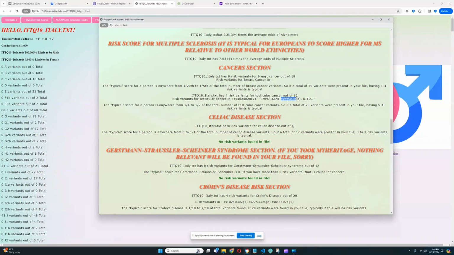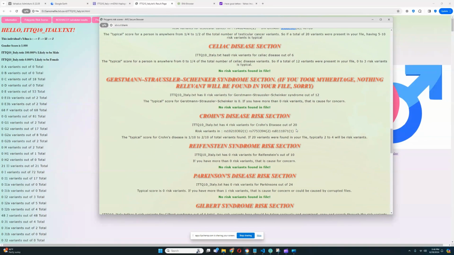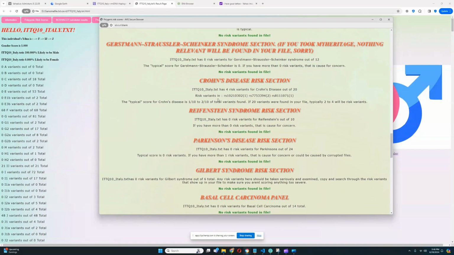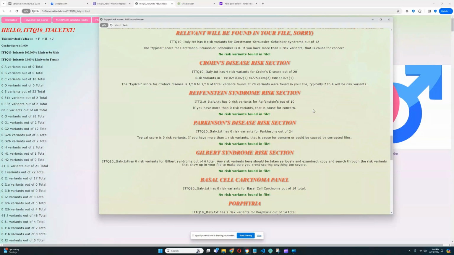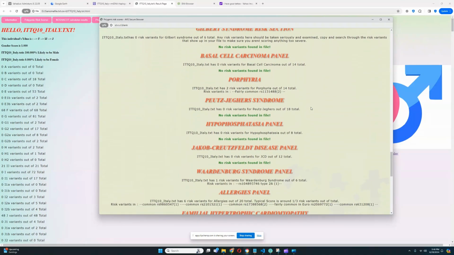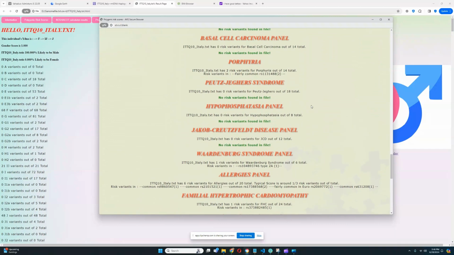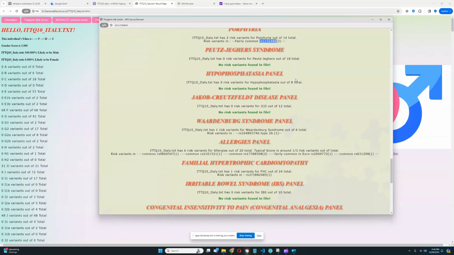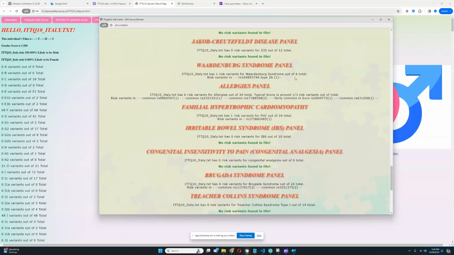0 risk variance for celiac disease out of 6. That's okay. No risk variance for GSS. 4 risk variance out of 20 for Crohn's. That's okay. And we don't see any other rare conditions that he's predisposed to. Porphyria, 2 out of 14 total. 2 risk variants that are fairly common. That's okay.